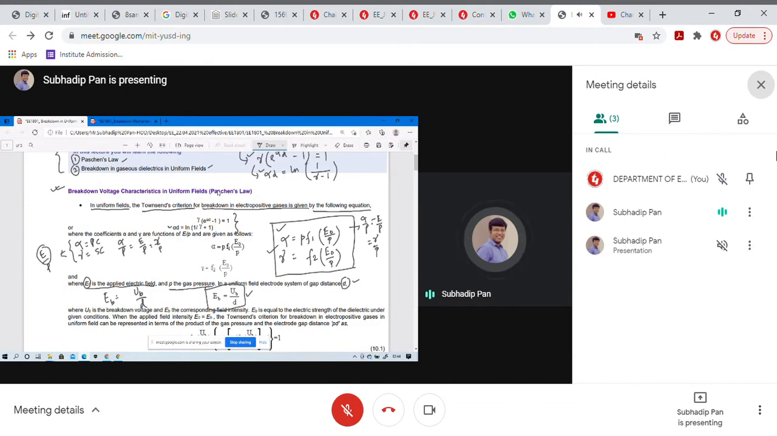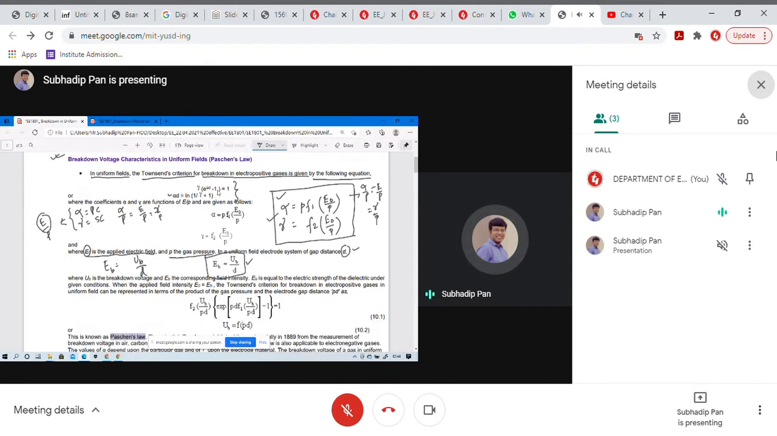Now UB is the breakdown voltage, okay, and EB is the corresponding field intensity due to the breakdown voltage, right? And EB is equal to the electric field intensity of the dielectric under the given condition.